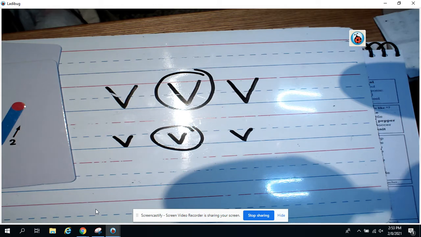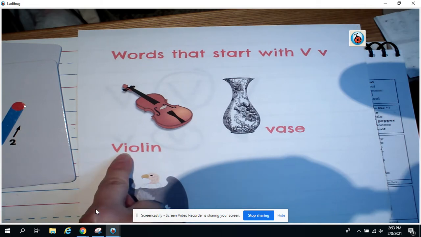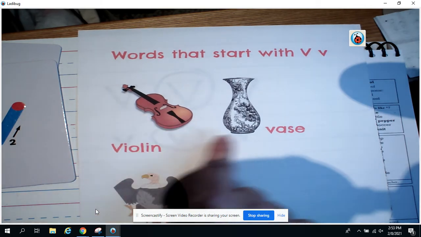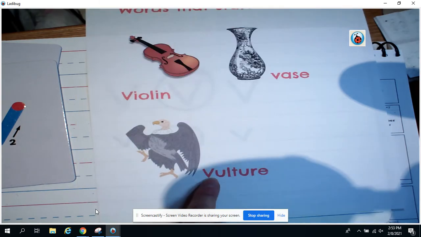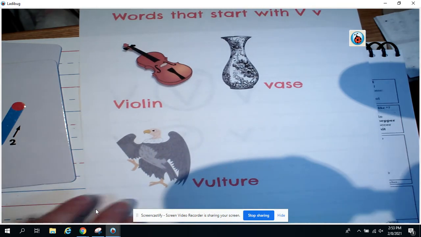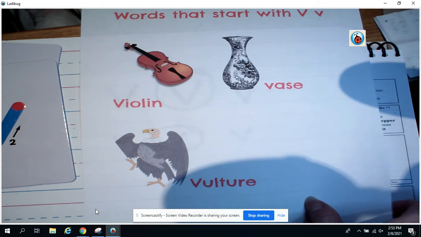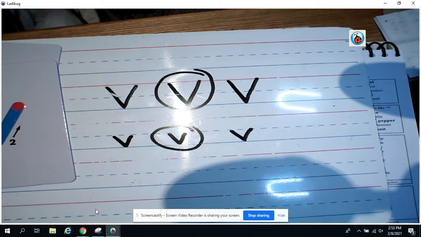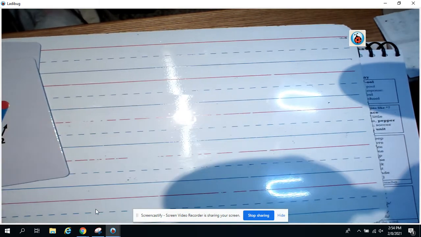All right, let's look at some words that start with the letter V and the sound. So repeat after me, friends. Violin, vase, and vulture. Vultures are really interesting birds, aren't they? Got a big old beak. Those are some of the bigger birds. Eagles and vultures, and falcons and hawks. Those are those big birds, big predator birds.